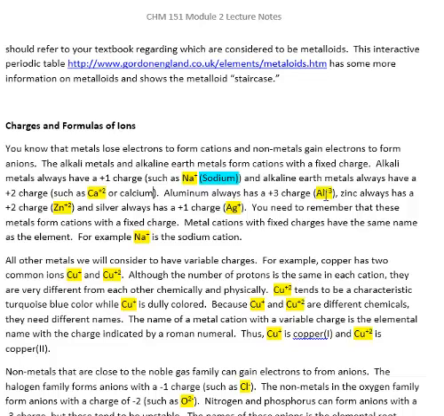Aluminum has a plus 3 charge, Al plus 3. Zinc has a plus 2 charge, Zn plus 2. Silver always has a plus 1 charge, Ag plus. Metal cations, for example, Na plus is the sodium cation.